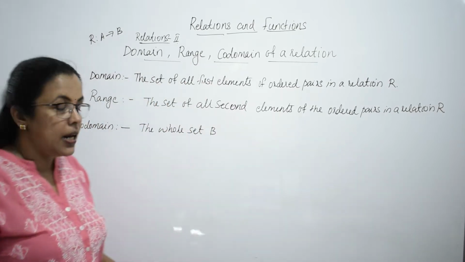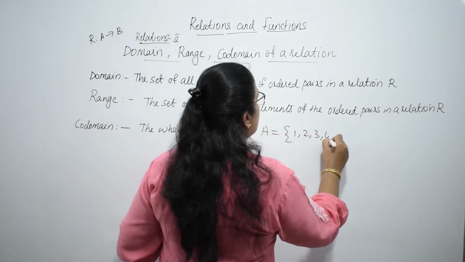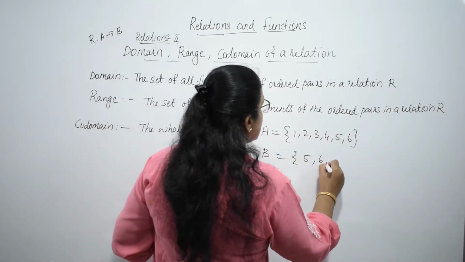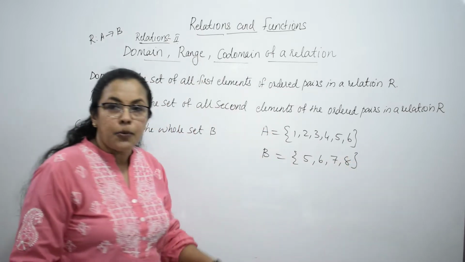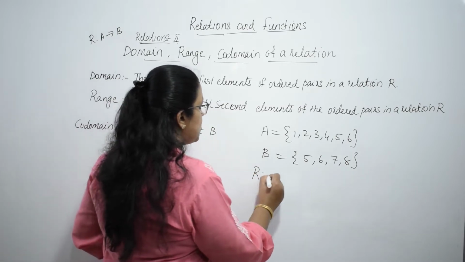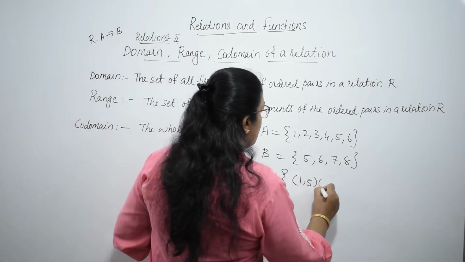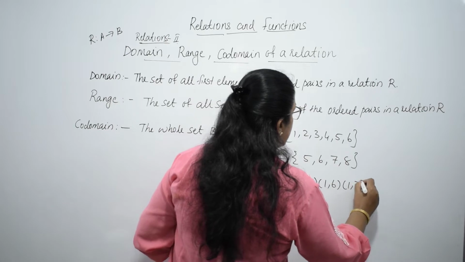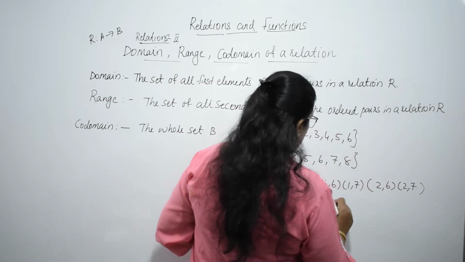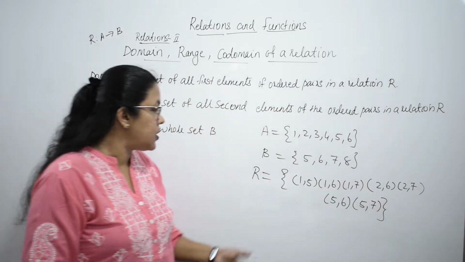Consider two sets. Let A is equal to set {1, 2, 3, 4, 5, 6} and B is equal to set {5, 6, 7, 8}. I am going to write a relation R from A to B. Let R is equal to {(1,5), (1,6), (1,7), (2,6), (2,7), (5,6), (5,7)}. Suppose this is a relation from A to B.